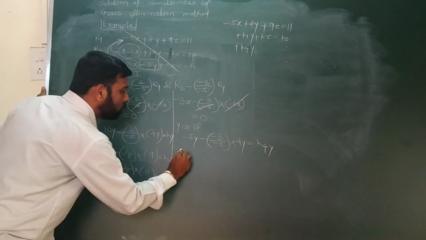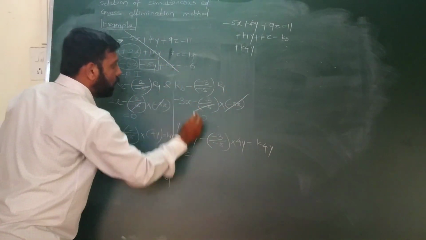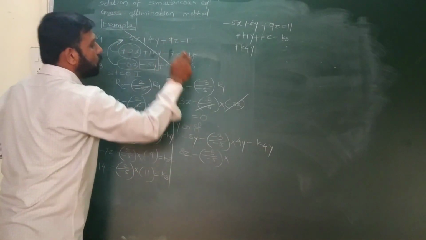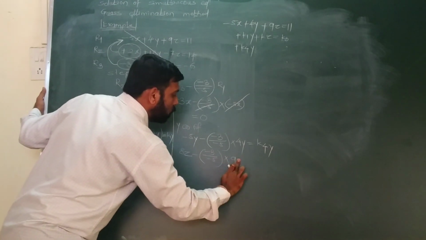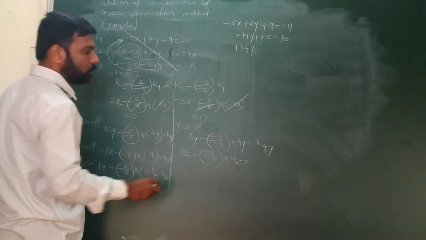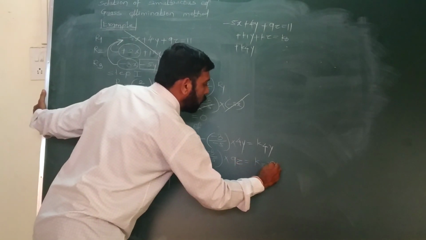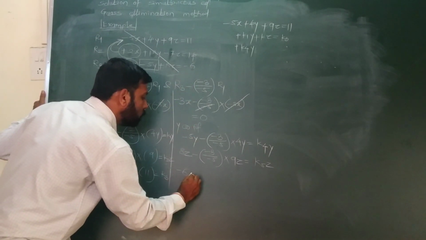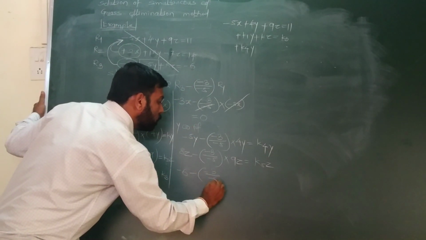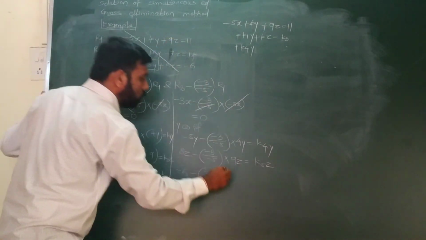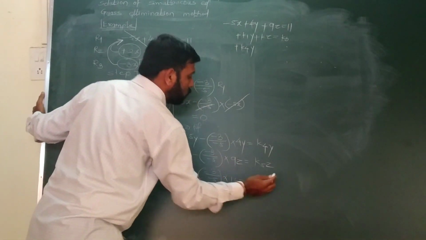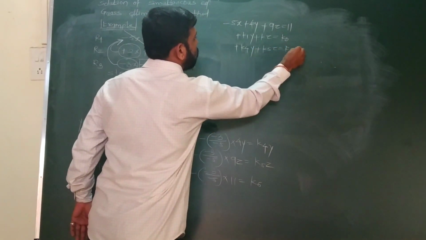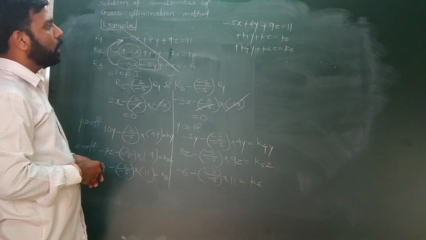Similarly for z, 8z minus the multiplying factor into its 9z, equal to, suppose I mention here, k5z. And for the constant, minus 6 into the constant, it is suppose k6. So we got it here. So step 1 we have completed here.